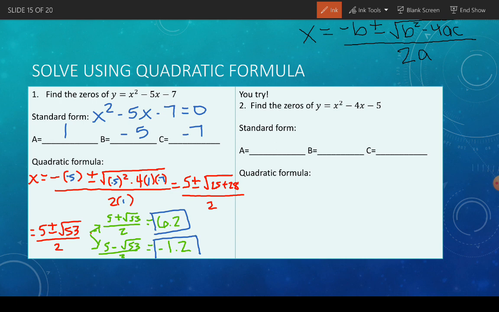All right, go ahead and try example 2 and come back when you're done.